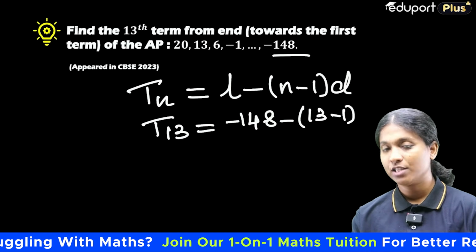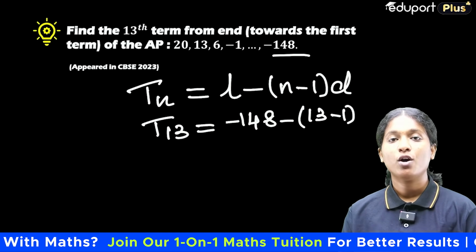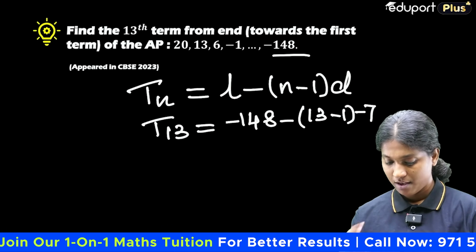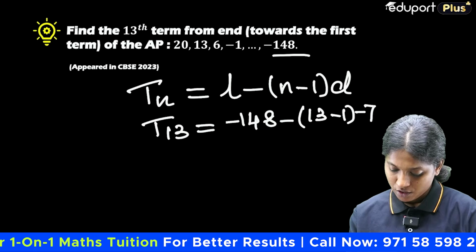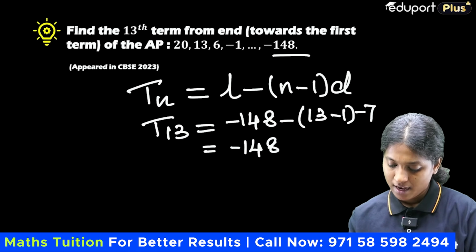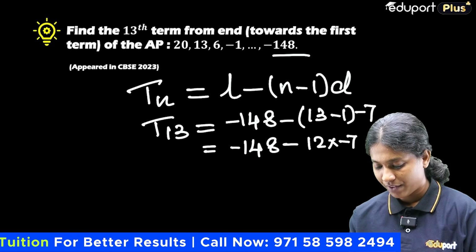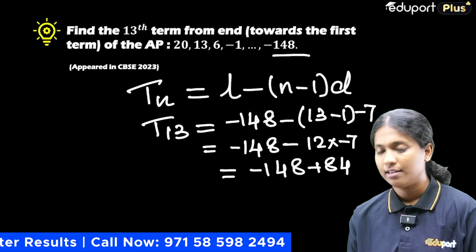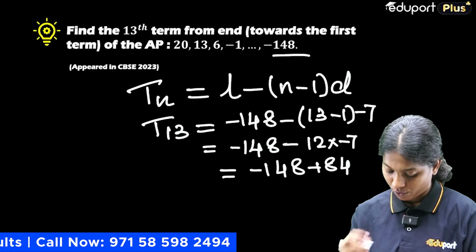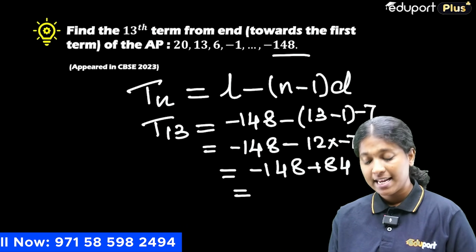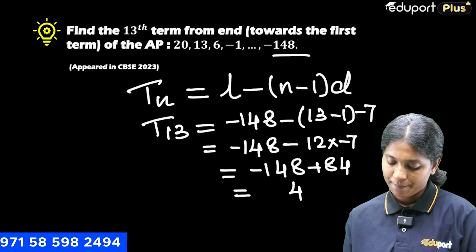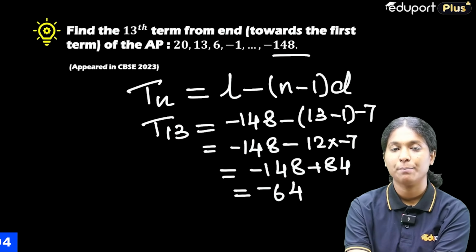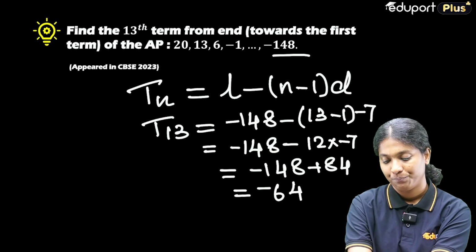D is 13 minus 20. D is the difference between any consecutive numbers. So, 13 minus 20 is minus 7, or 6 minus 13 is also minus 7. So, you will get minus 148 minus 12 into minus 7. So, minus 148 plus 84, as minus minus will be plus. So, what will you get? 148 and 84, so 64. So, the answer will be minus 64. The answer will be minus 64.